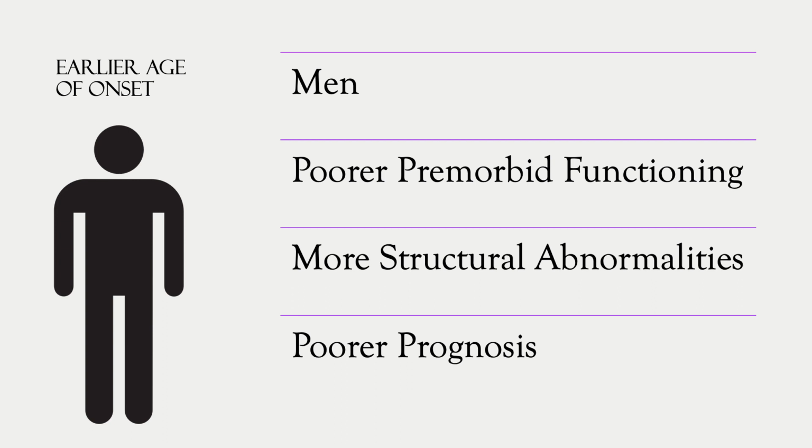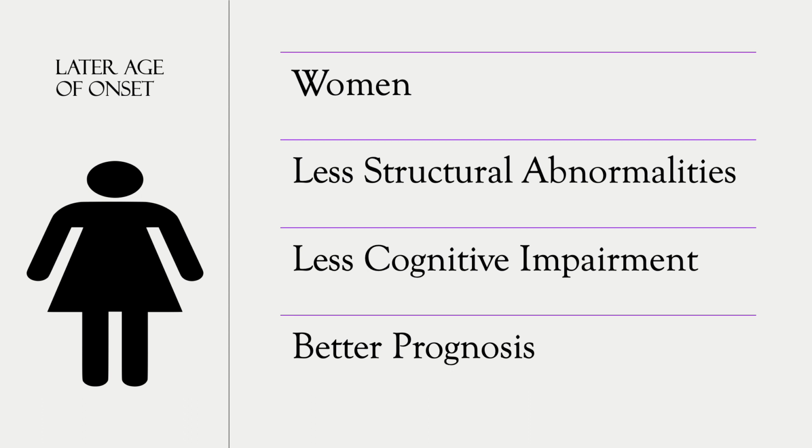So I'll repeat. Earlier age of onset, they tend to be men, more poor premorbid function, have more evidence of structural brain abnormalities, they have more prominent negative symptoms, more cognitive impairment, and they have a poor prognosis. So the age of onset has pathophysiological and prognostic significance. The earlier age of onset tends to be for men. Later age of onset tends to be women. They have less evidence of structural abnormalities, less cognitive impairment, and a better prognosis.